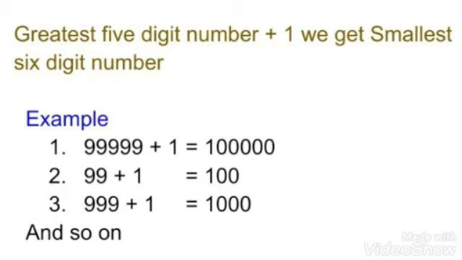1 lakh. Next one, 99 plus 1, 100. 999 plus 1, you get 1000. So if you add 1 to the greatest number of any digit count, we get the smallest number with one more digit. Okay, clear with that.